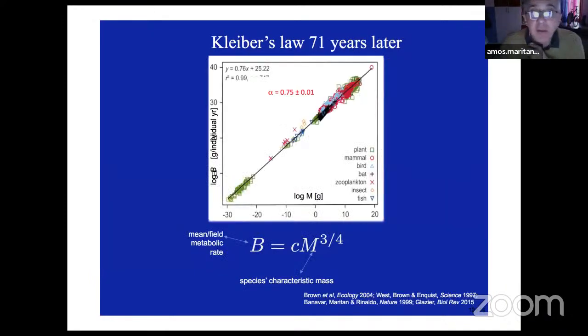Anyway, after 71 years, Brown, the one in the first references on the right bottom, was calculating again the masses and the metabolic rate corrected with the temperature. Also, there is some temperature correction that has to enter in this law in order to make it a little bit better.